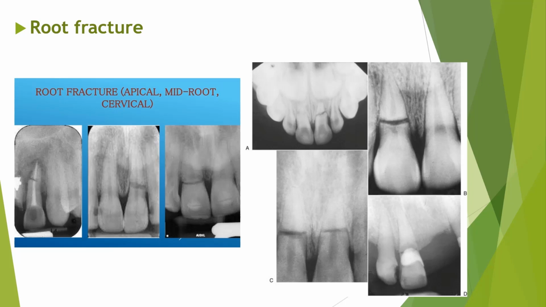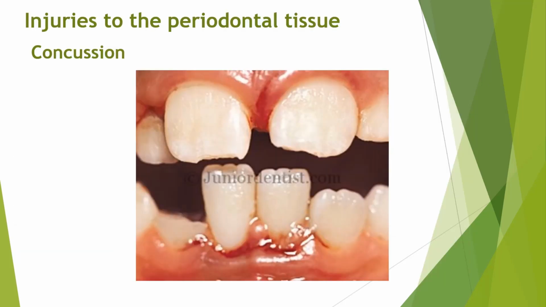In cases where there is a fracture in the root in the apical portion, the prognosis is good because a calcified or fibrous bridge will happen, and this will lead to healing of the root, particularly if the fracture is in the apical third. If the fracture is in the mid-root area, the prognosis also is good. Injuries to the periodontal tissue.